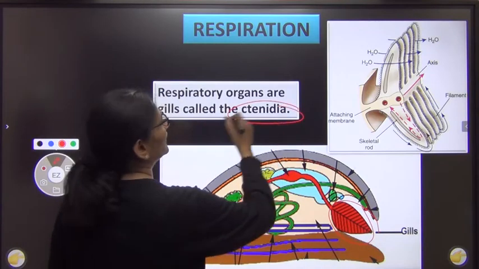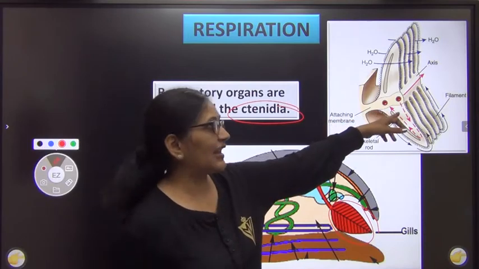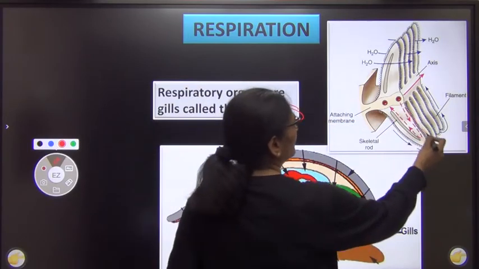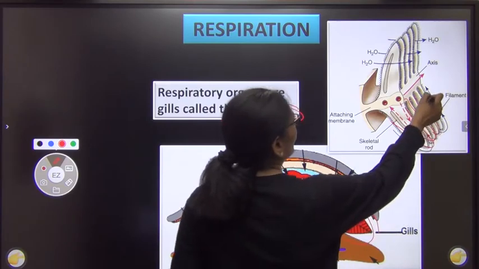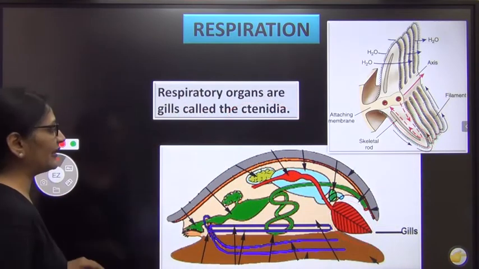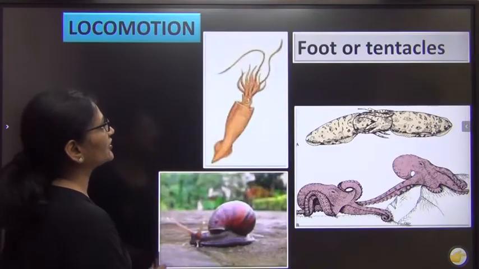The gills are also called ctenidia. Look at this gill, let me enlarge it and show you. This is how it looks, book-like, and these gills basically help in both respiration and excretion.